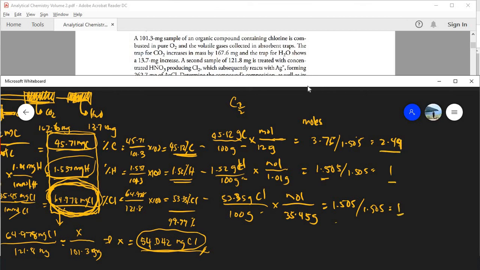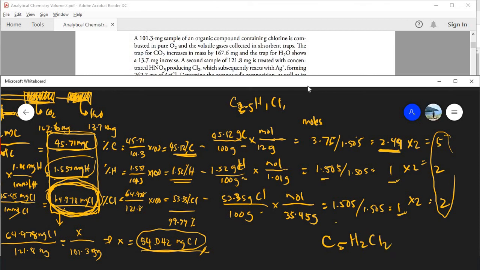These ones are okay as subscripts, 1 and 1. But we cannot have a subscript of 2.5. We cannot say C2.5H1Cl1. So we have to multiply to the lowest number possible that gives whole numbers. Let's multiply by 2 first. That gives us 5, 2, and 2. Now they are all whole numbers. That means we have 5 moles of carbon, 2 moles of hydrogen, and 2 moles of chlorine. So that's C5H2Cl2. Okay?